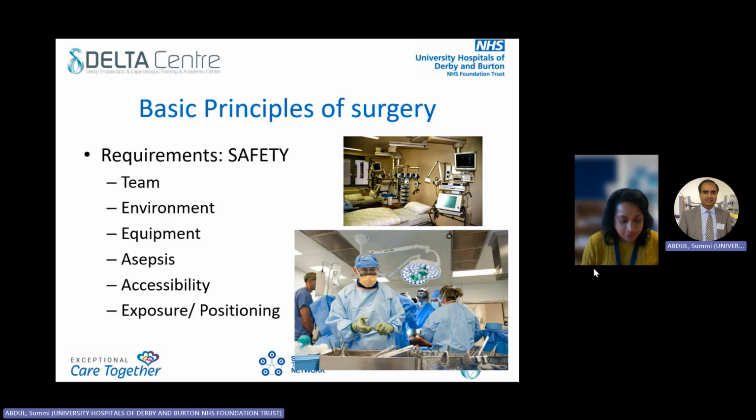So what are the basic principles of surgery? The most important requirements of surgery really are safety aspects. You do need a team, as I've alluded to, and a proper, sterile environment, the right equipment for the right procedure, and asepsis, again, massively important. You also need positioning and exposure: the relevant organ that you're interested in needs to be accessible, and a lot depends on positioning of the patient and exposure of the area you're interested in.